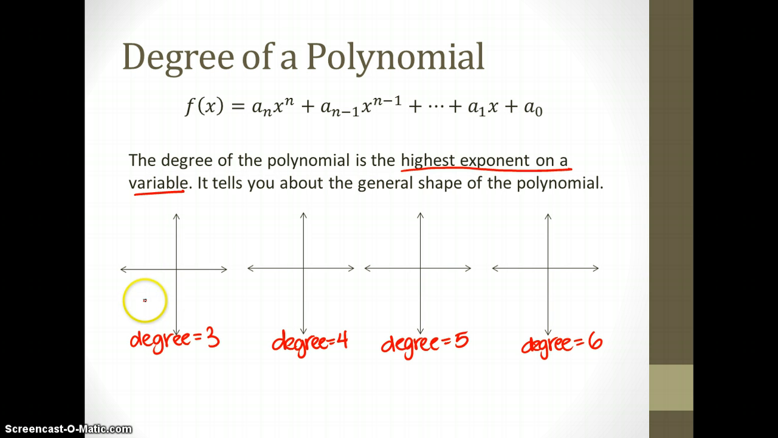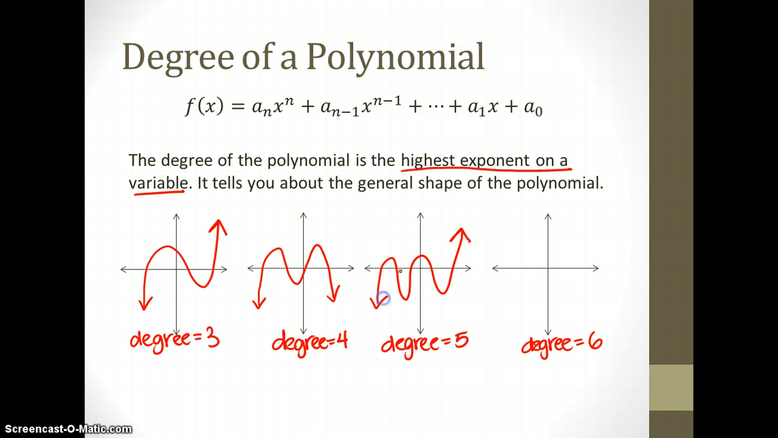In general, a degree 3 polynomial, and I'll sketch this, and you might want to sketch this as well, is going to look something like this. A degree 4 polynomial is going to look something like this. A degree 5 polynomial is going to look something like this. And a degree 6 polynomial would look something like this, obviously with some variations as you change the equation. But the degree is going to tell you basically the number of turns your polynomial can make as you go along the graph.